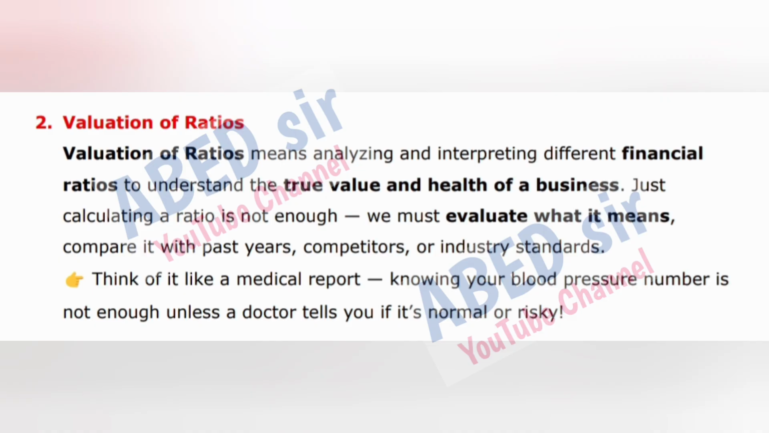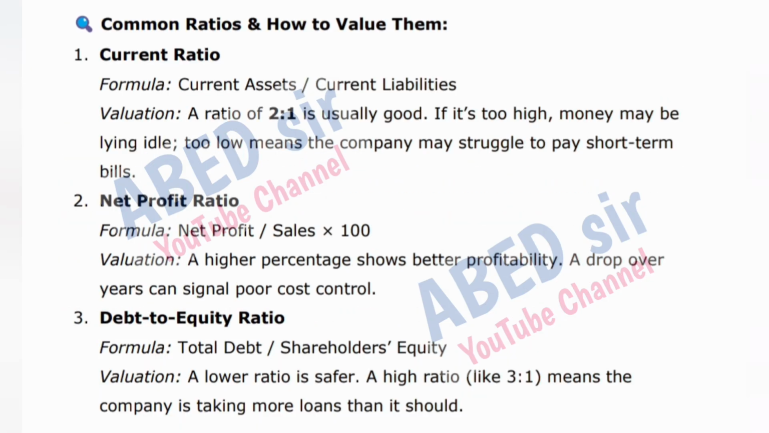Think of it like a medical report. Knowing your blood pressure number is not enough unless a doctor tells you if it's normal or risky. Common ratios and how to value them. 1. Current ratio. Formula: current assets divided by current liabilities. Valuation: a ratio of 2:1 is usually good. If it's too high, money may be lying idle. Too low means the company may struggle to pay short-term bills.